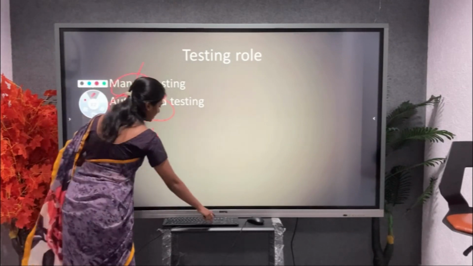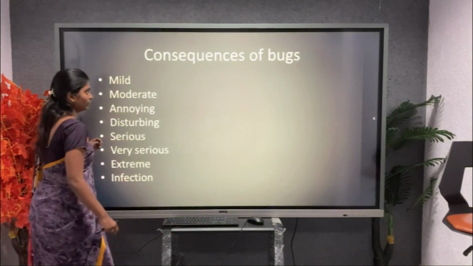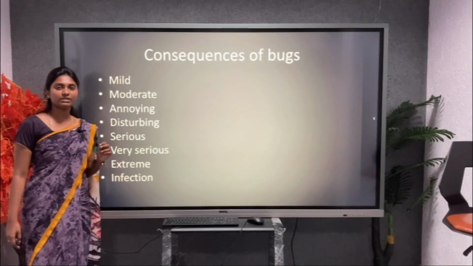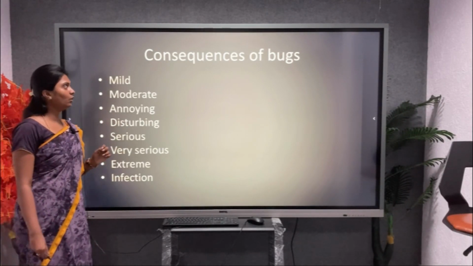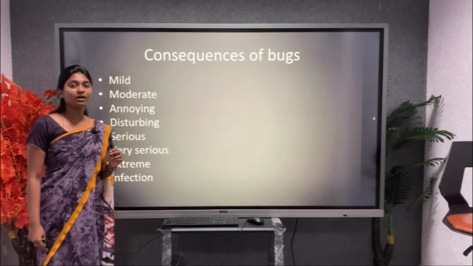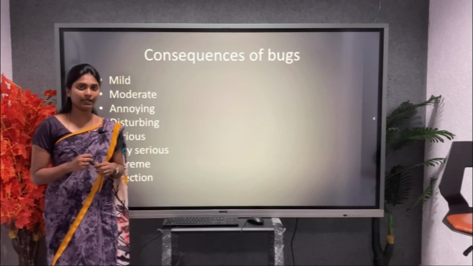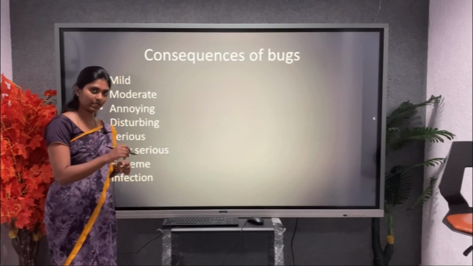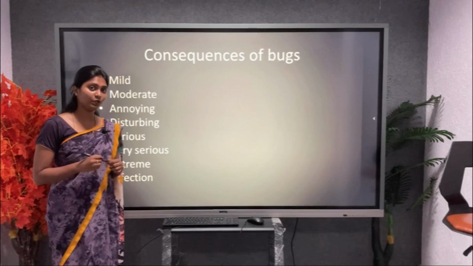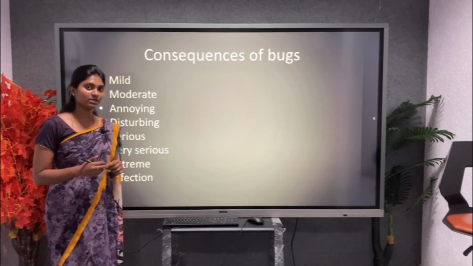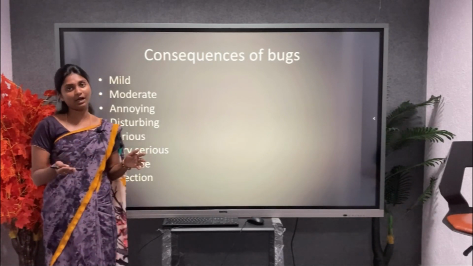So the next concept is nothing but the consequences of bugs. Okay, what is the consequences of bugs? Consequences means how bugs occur and how we come to know about them. Bugs may occur and we can't identify whether it is coming from this state or from that state; we don't know. So we have to rectify the consequences of bugs and find out at which particular stage it is located.